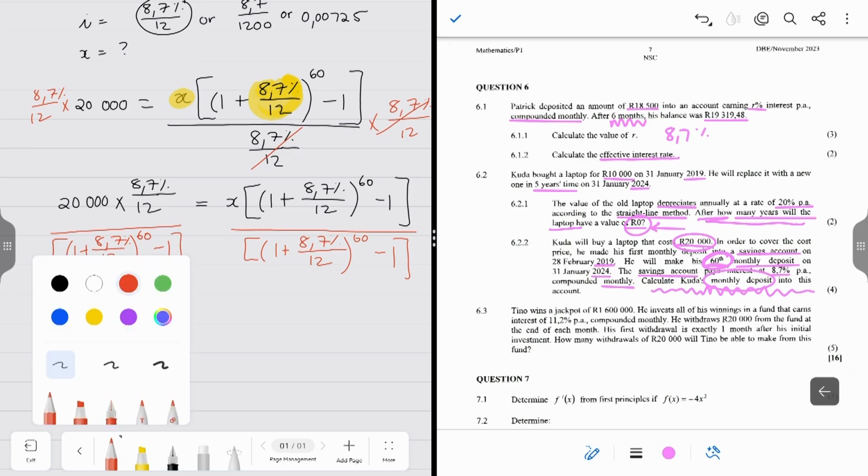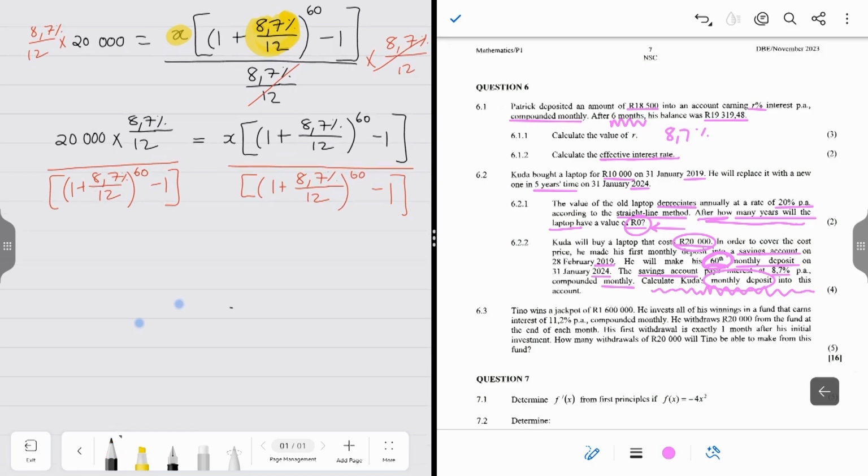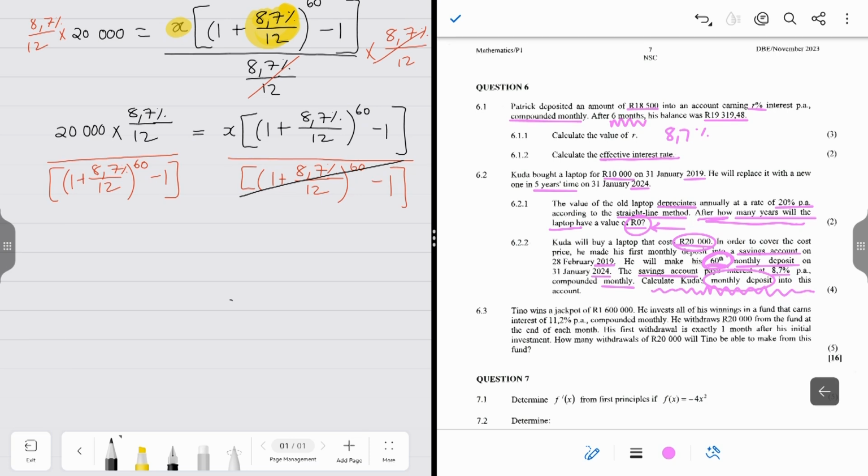Okay, now let's see what we have left. Remember, this whole bracket will fall away because we divided it out. And on my right-hand side, I simply have X, which means that when I work out this in my calculator, I will have the answer for X. So let's put that into our calculator now and see what we get for our installment.